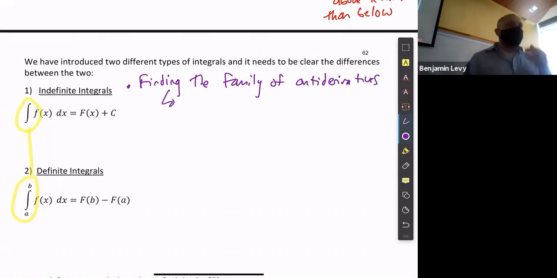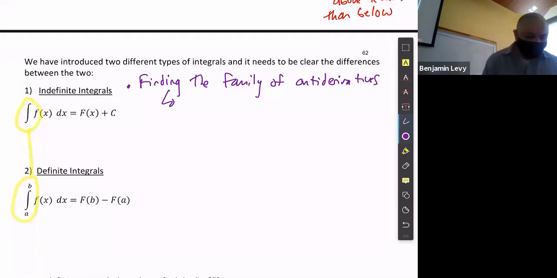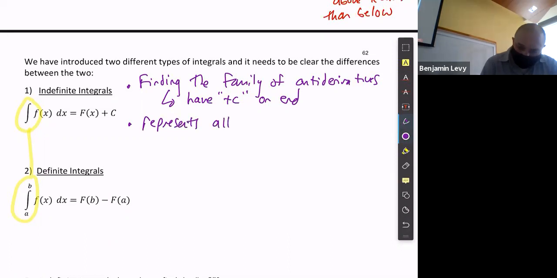And as a reminder, by the way, this is nothing new, but this is a nice page to have good notes for, because when you're studying for the test, which is in 2 weeks from today, this might be a good page to just get your mind straight about the differences, right? So anyway, finding the family of antiderivatives, we have the plus C part on the end. And what we're doing here is we're representing all possible antiderivatives of little f of x.